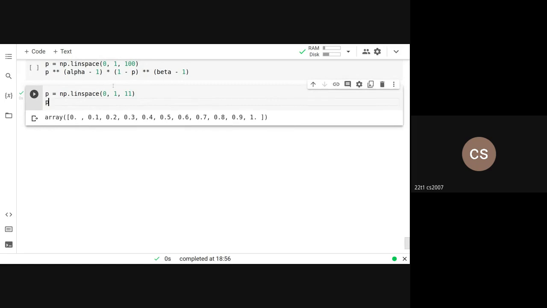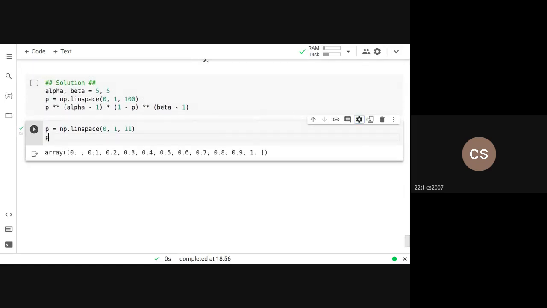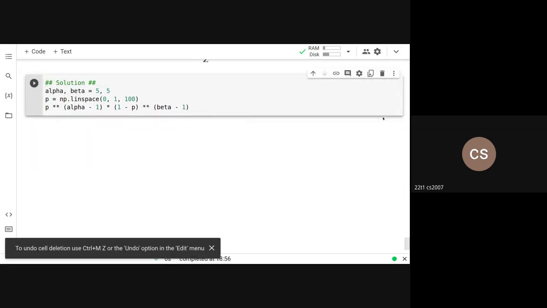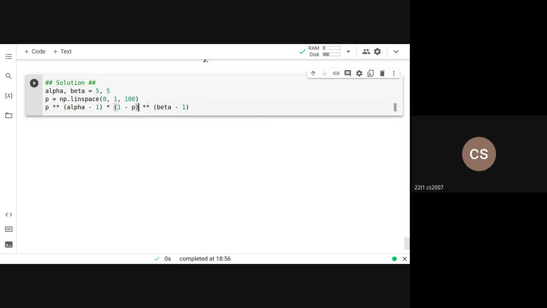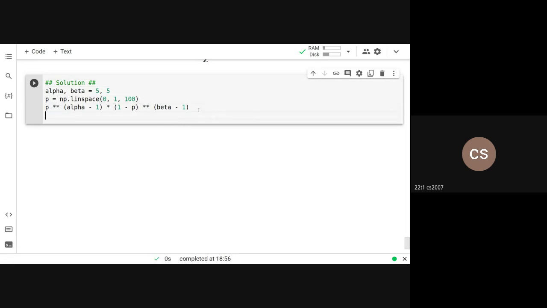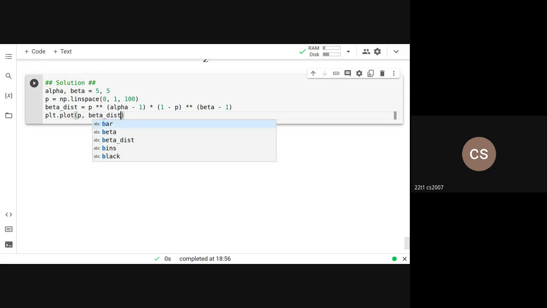Right. So I hope linspace is clear to all of you. Okay, so once you have that, you have all the ingredients to plot the distribution. So I just call this beta dist. So plt.plot, p comma beta dist, where p is the x-axis and beta distribution is the y-axis. Let's see what we get.